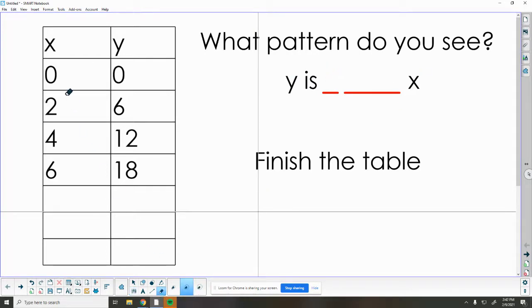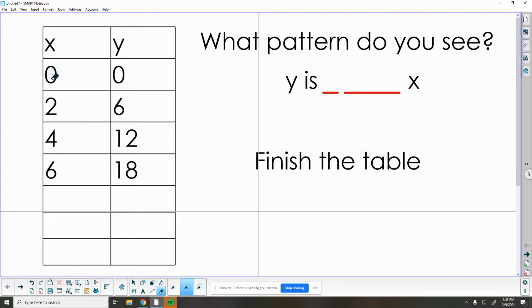So Y, to get from 0 to 0, I can times by anything and end up with 0 since I'm multiplying by 0. To get from 2 to 6, what would you do? We're multiplying by 3. So that's one pattern, as I see here. 2 times 3 is 6. Let's see if that keeps working. 4 times 3 is 12. 6 times 3 is 18.